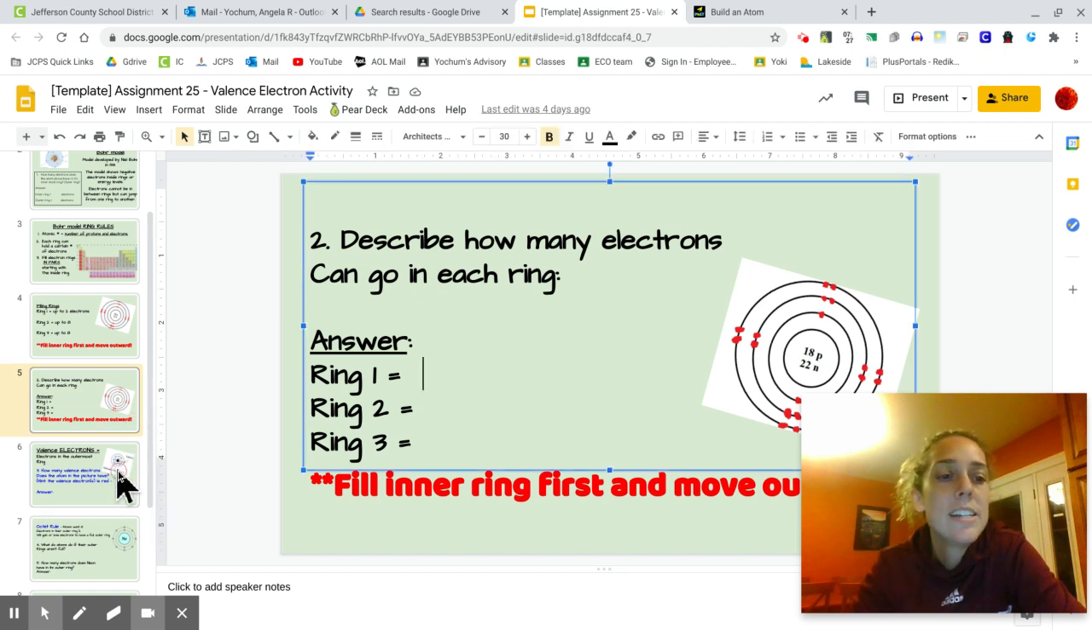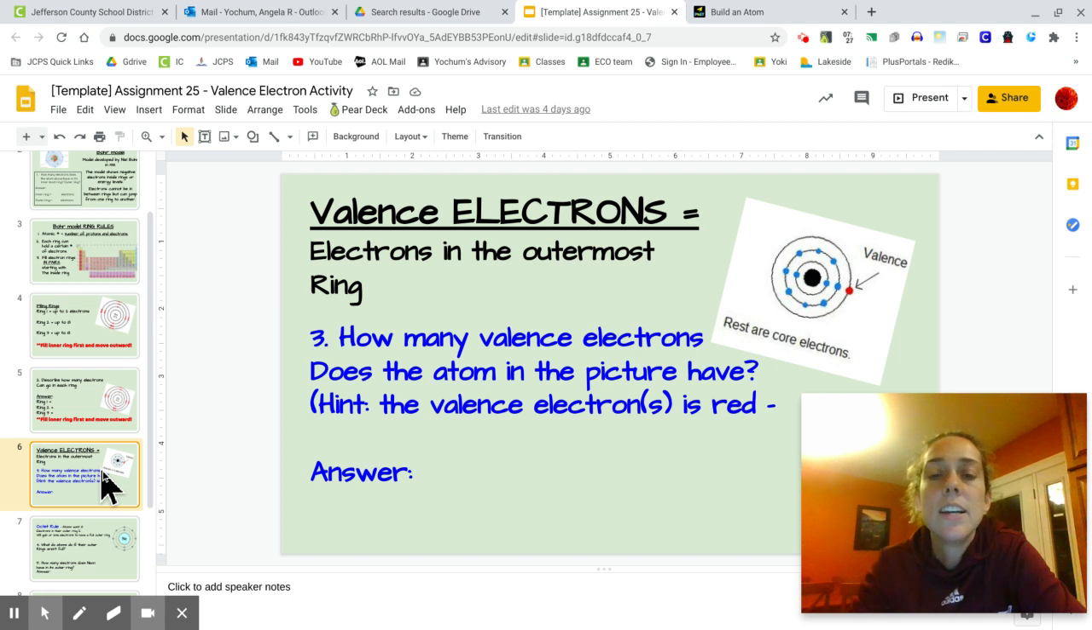All right, slide 6, valence electrons are the electrons in the outermost ring. So if you look at this picture here, this atom only has 1 valence electron, and they colored it red just to make it stand out. That's a very unstable atom. It's very highly reactive because it doesn't have a full ring.